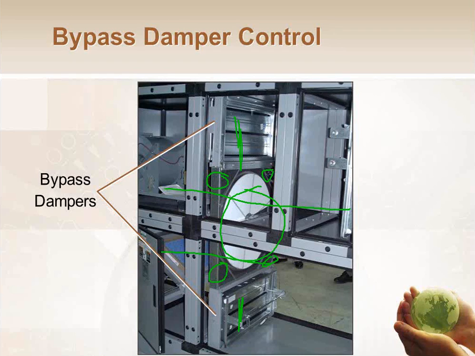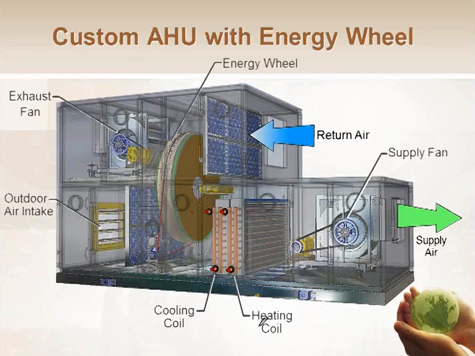So there are three reasons why we do the bypass. One is so I don't accidentally recover energy in the wrong direction. One is to save the cost of spinning the wheel. One is to save the pressure drop of pushing air through the wheel. So on the economizer day, we open up the bypasses. In almost all scenarios, you will want to have these bypass dampers on your air handler system.